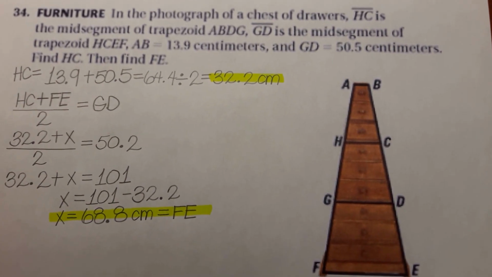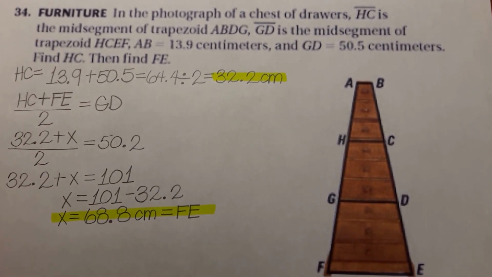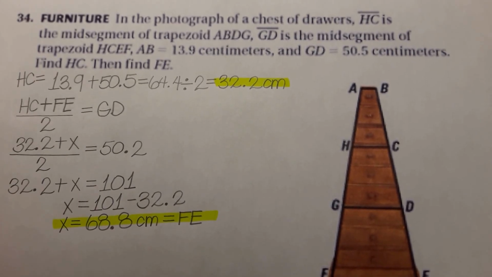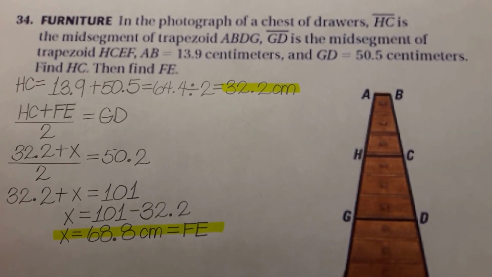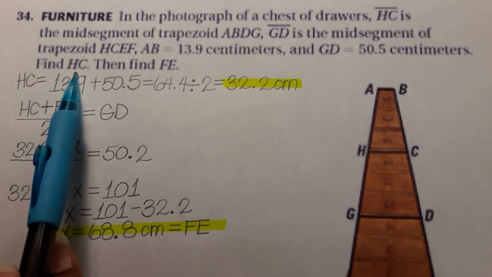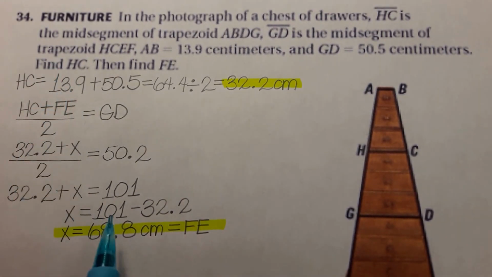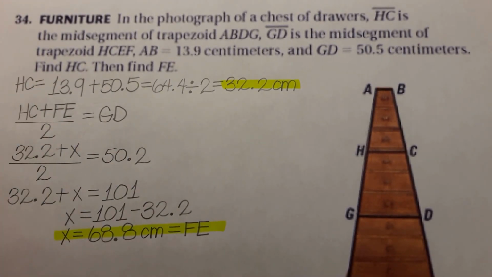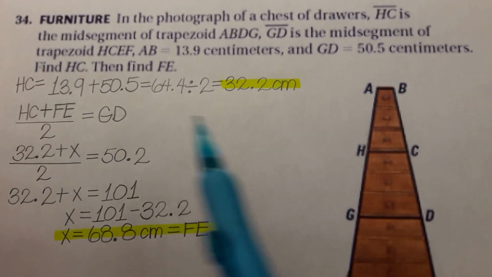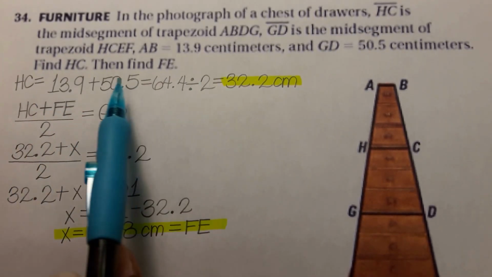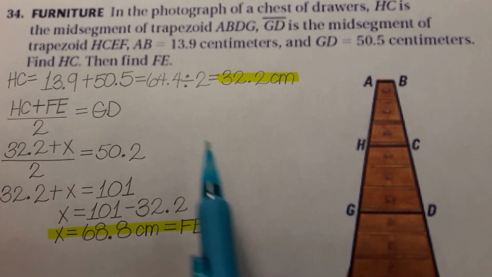Now looking at this, we're looking for the middle number, a number in between our large and small number. So they gave me some information already. It says find HC first. I do want to start there because I need to start there to find FE. So to find HC, I know AB is 13.9 plus, and I know GD is 50.5.